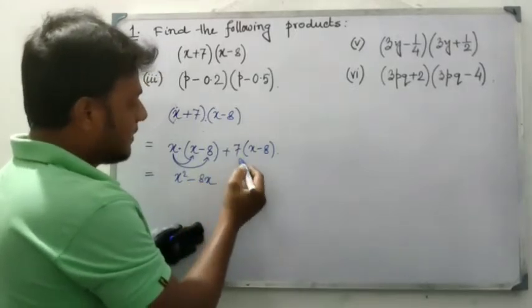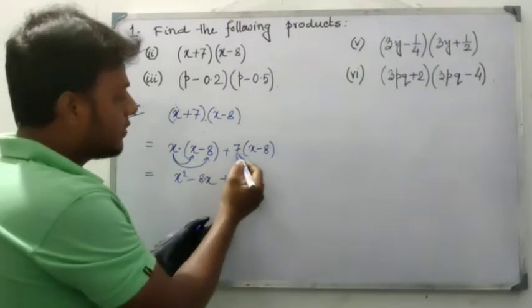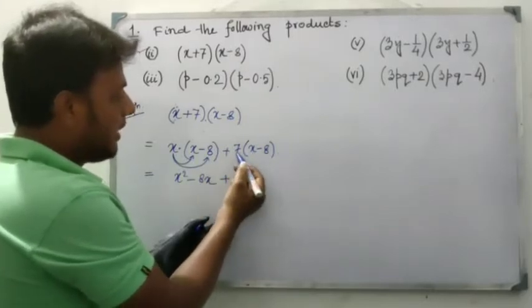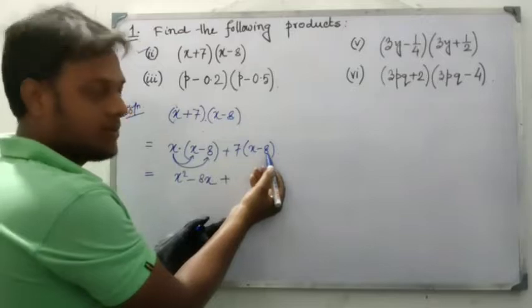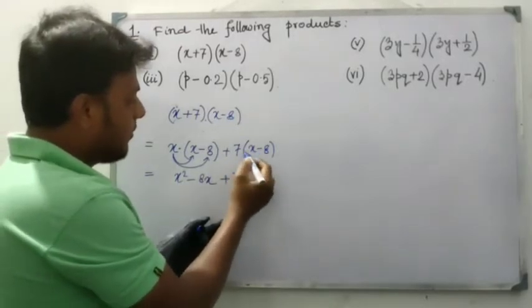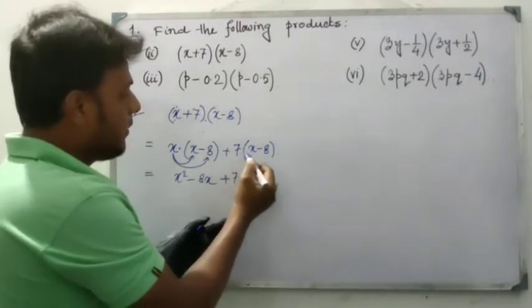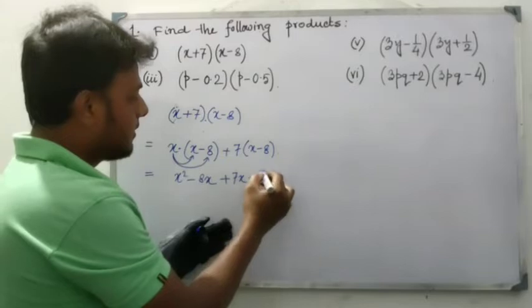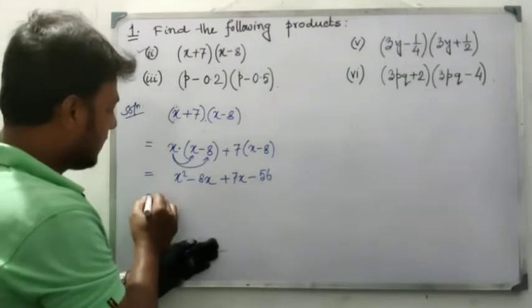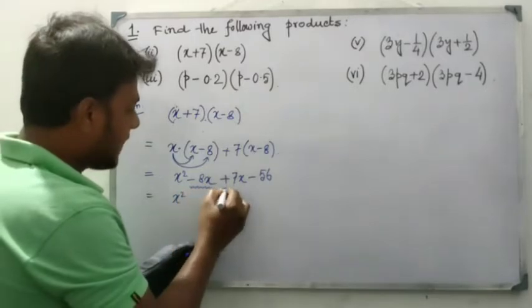Similarly, we will apply the same process. Since 7 is outside, we multiply 7 with x and again 7 and 8. If you multiply 7 and x, it is 7x, and this minus and this plus, so plus minus gives minus, and 7 into 8 means 56. Now simplify. Then x square, here 8x and 7x.